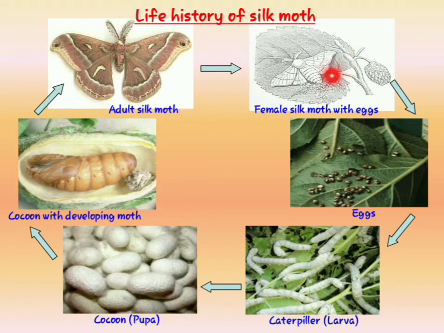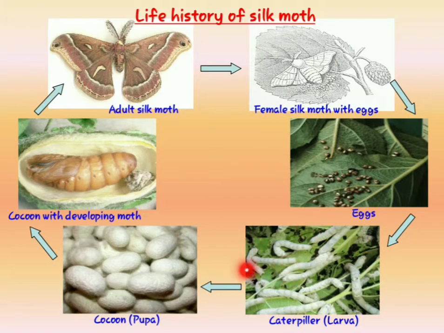If you want to produce silk, what we have to do is rear this. We have to bring the egg from the market, the seed market or seed bank as it is called, and give the egg a particular warm temperature. After some days you can see the egg hatching out into larva.